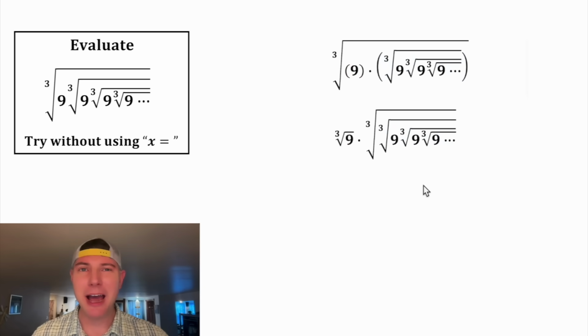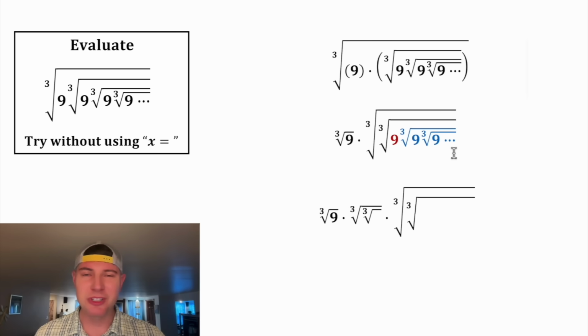Now we have the same thing happening again. Under this double cube root, we have this red 9 and this blue infinite nested radicals. And we can do the same thing. We can copy this down, and this red 9 and this blue stuff are each going to have their own double cube roots. So we can put the 9 there and the blue stuff there.